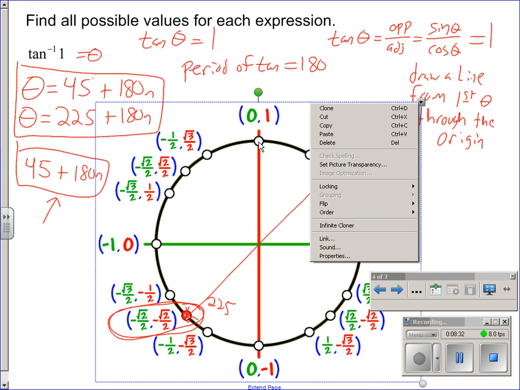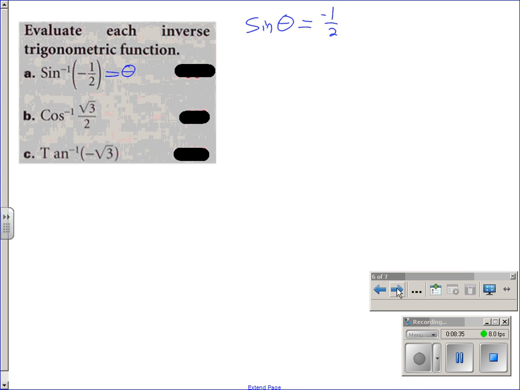I want to copy this. Come on. There we go. Paste. Okay.